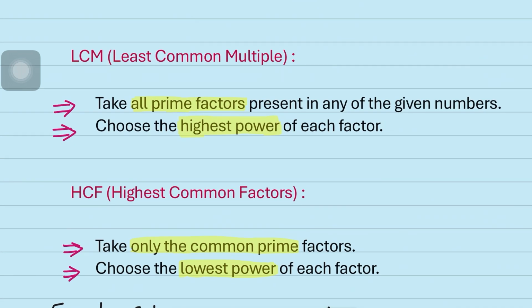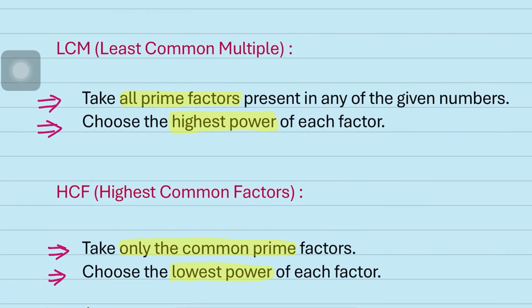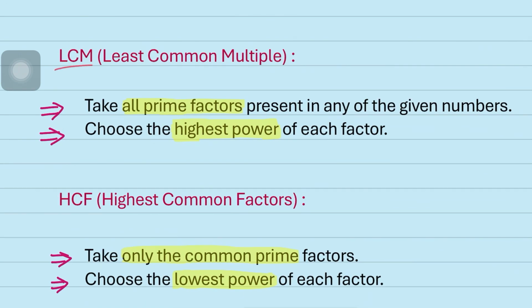To get the LCM and HCF, first we have to understand what these two words mean. LCM means least common multiple. And when we find the LCM of any number, we have to follow these two steps. These are the rules for how to get the LCM of any number. The first rule says take all prime factors present in any of the given numbers. Second is choose the highest power of each factor.